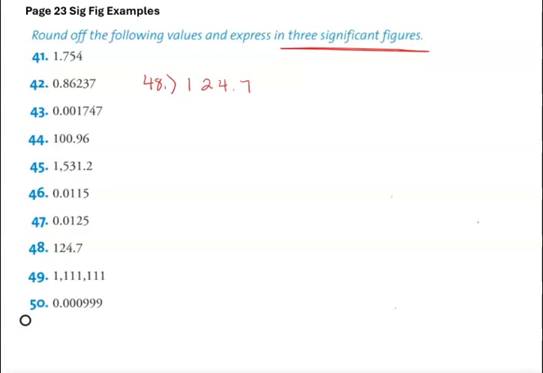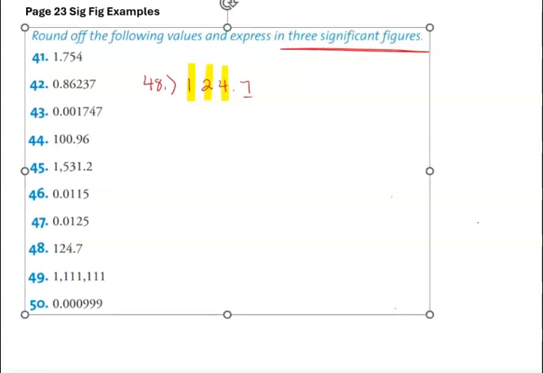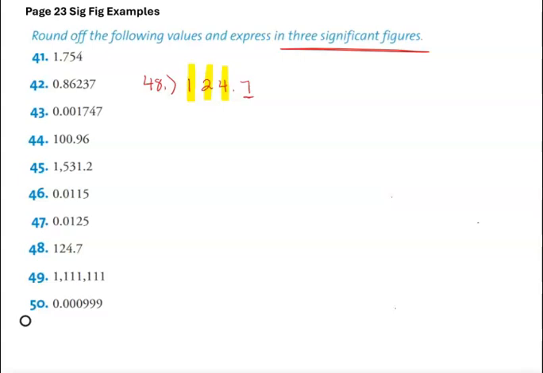Now we have problem 48. We have 124.7. All these are significant, non-zero numbers. So we're looking for the 3 that are significant. We're trying to round off to 3 significant figures. So our 1 is going to be significant, our 2 is going to be significant, and our 4 is going to be significant. But we have a 7 here, so we're going to end up rounding our 4 up to 5. So our answer is going to be 125 for our 3 significant figures.